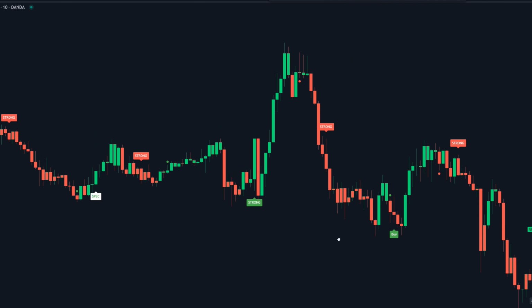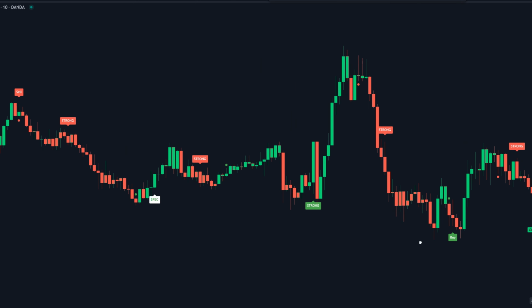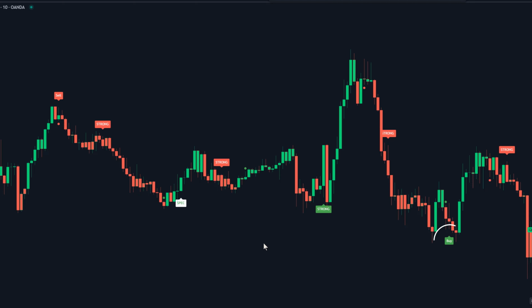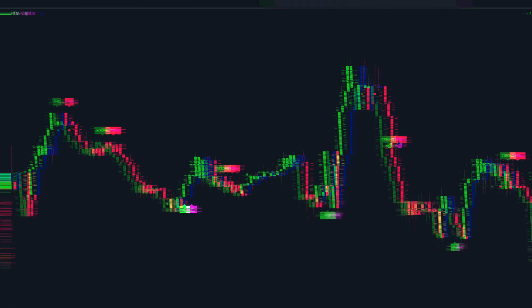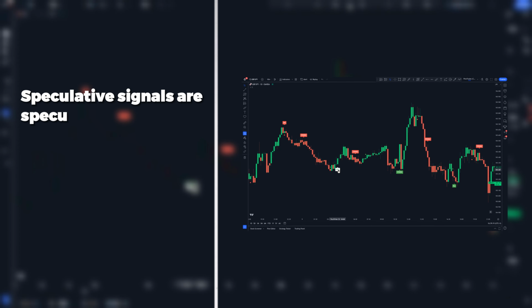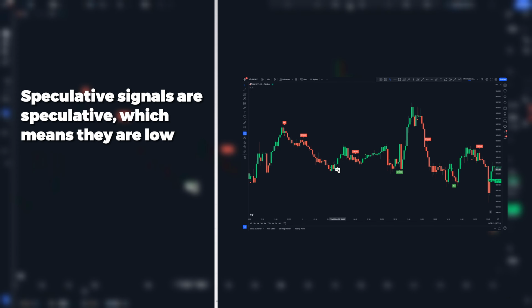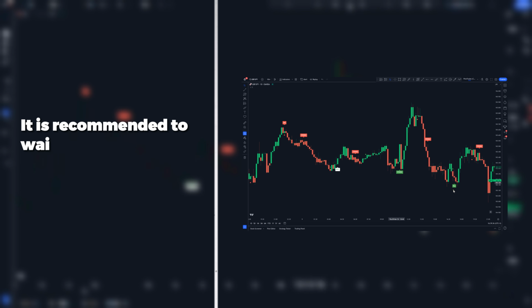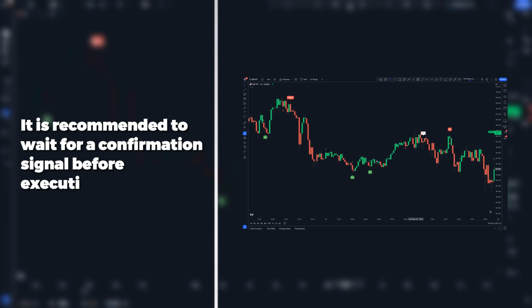There are three types of signals generated by this indicator: speculative, labeled as spec, then a buy or a sell signal, and a strong buy or a strong sell. Speculative signals are low probability signals and should not be used solely for entering positions. It is recommended to wait for a confirmation signal before executing a trade.